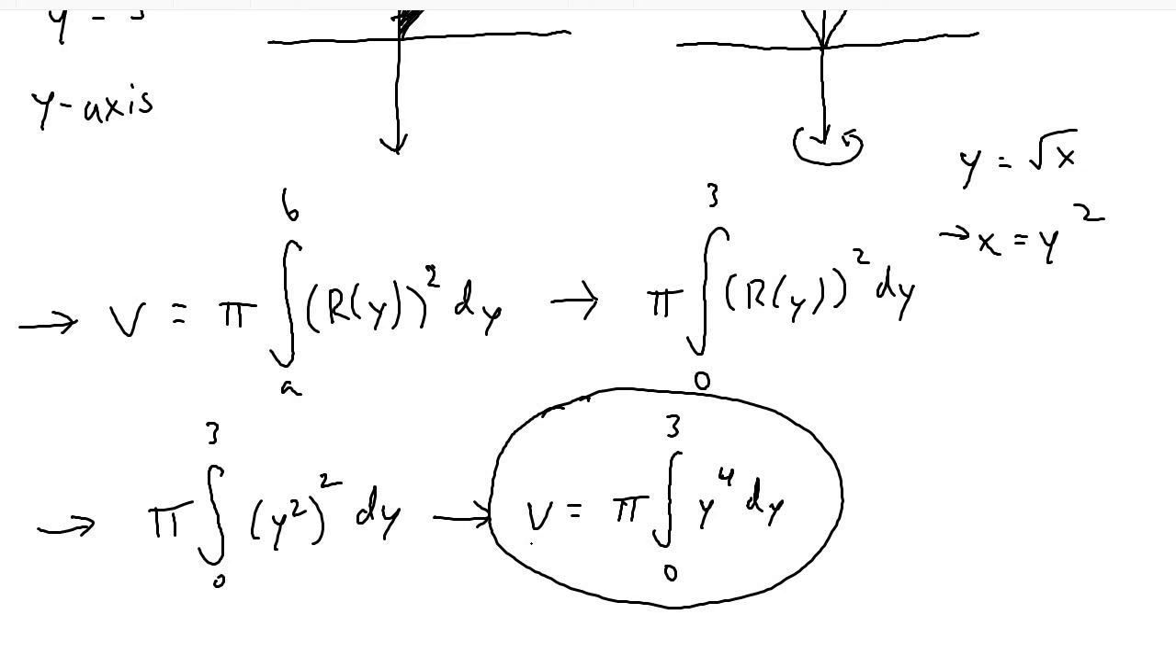Once again, I'm not going to antiderive this by hand, but this is what you can plug into the calculator. When you plug this in your calculator, you should get the exact answer of 243 pi over 5 units cubed.